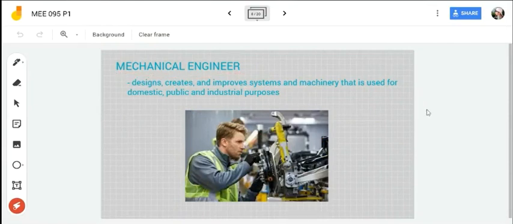So sino nga ba itong mga mechanical engineers ito? Mechanical engineers design, create, and improve systems and machinery that are used for domestic, public, and industrial purposes. So the engineers o yung mga engineer na nakafocus sa ating mga system, commonly yung mga mechanical systems natin or yung ating mga machinery, they are called the mechanical engineers. And then someday, you'll be one of the mechanical engineers na tinatawag natin.